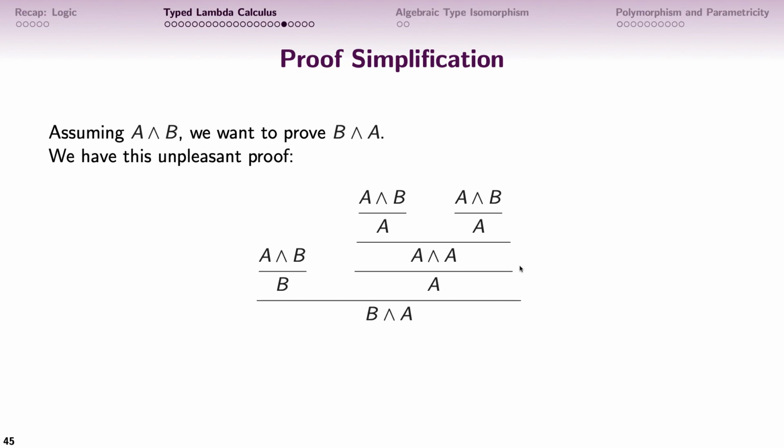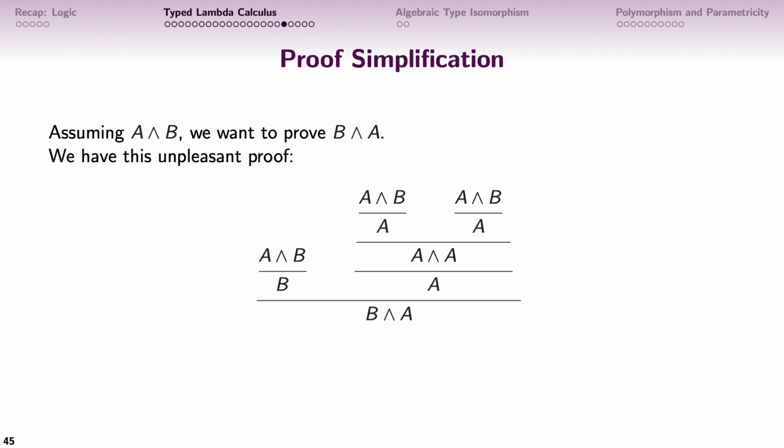Here I use AND elimination rule, but instead of going A and B here, I decide to write A and A. And then I use my introduction rule, get A, and then I use my AND elimination rule again, and then get to my assumption. So this proof is a bit unnecessarily complicated.